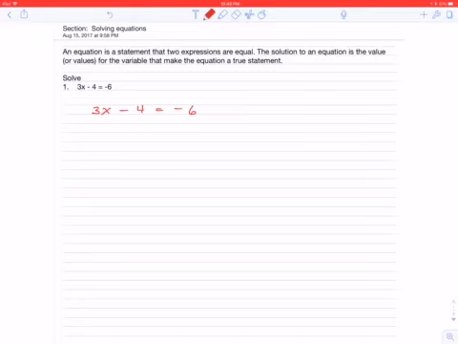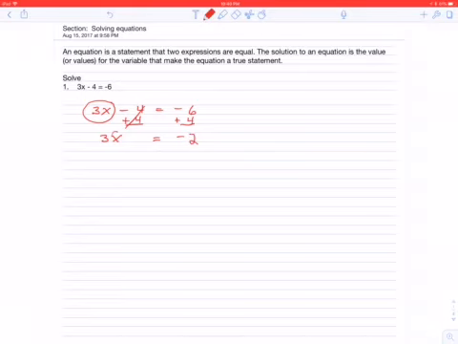To solve this, the first thing I need to do is to get the x term by itself. So I need to get rid of this 4. Well, 4 is subtracted, so to get rid of it, I'll do the opposite. I'll add 4. Now, whatever I do to the left side of the equation, I need to do to the right side. So I have 3x equals negative 2.